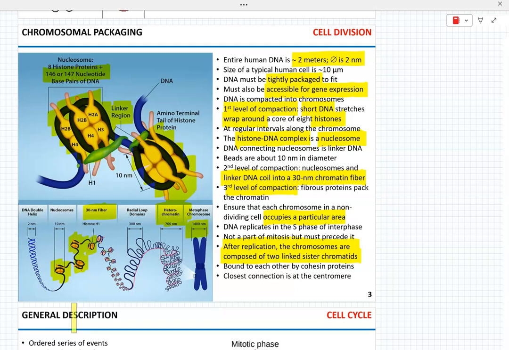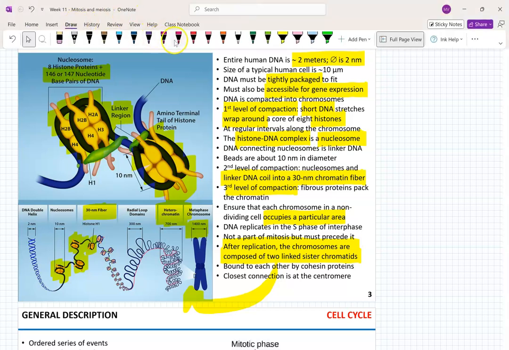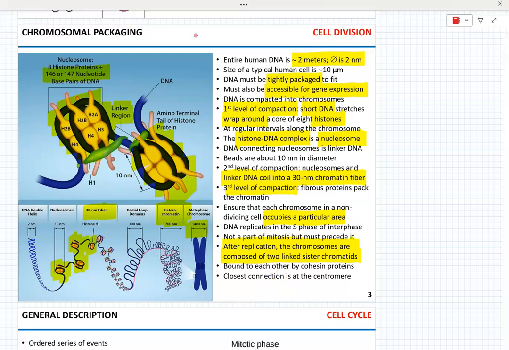This illustration of the metaphase chromosome right here shows you 2 sister chromatids that are bound to each other by cohesin proteins located at the center of the chromosome. That connection is closest at the centromere. So this area is called a centromere, and these 2 are sister chromatids.